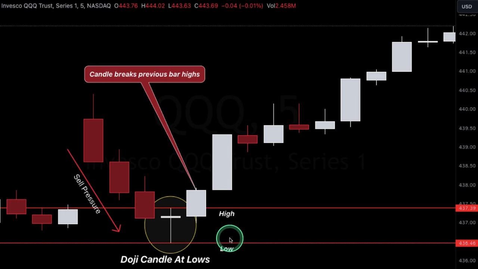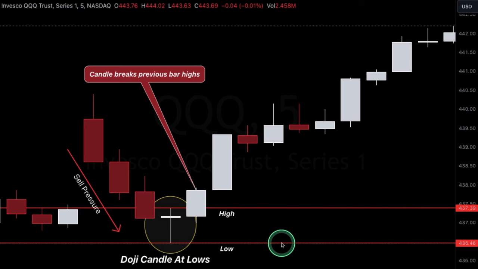Now, the important thing is to wait for some type of confirmation. Usually you're going to find that in a candle. With reversal candles, you're usually going to find a doji or a bullish hammer, something like that, something with a lower shadow wick showing buy pressure to the upside. It could even be an indecision candle, as long as it has that lower wick, it's showing a little bit of buy pressure.